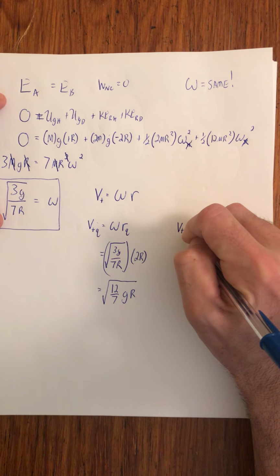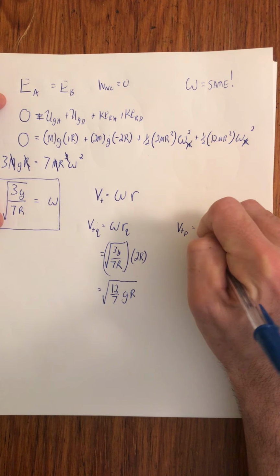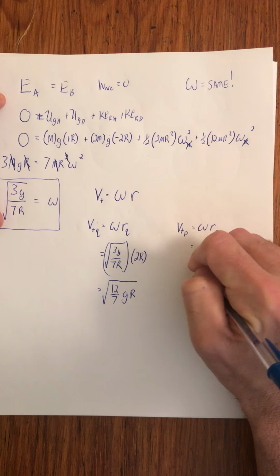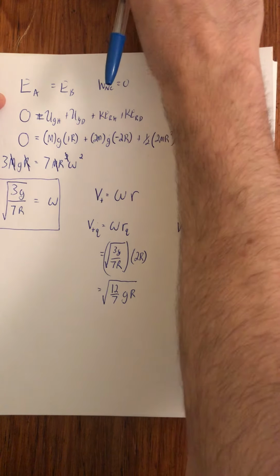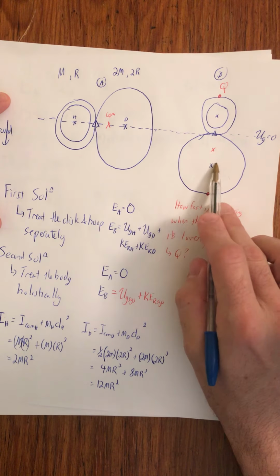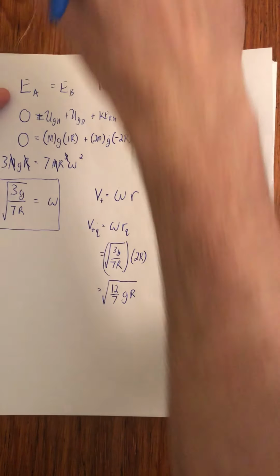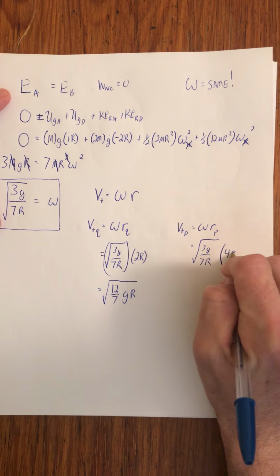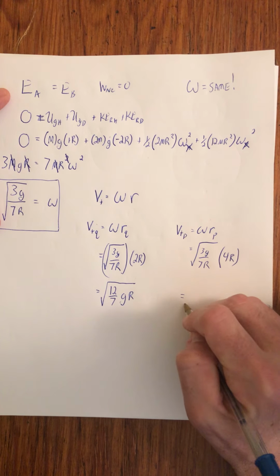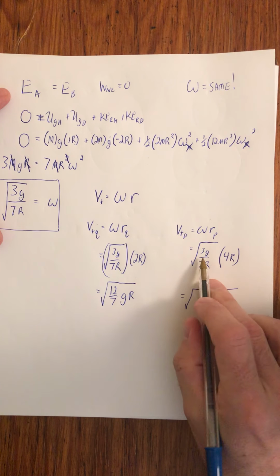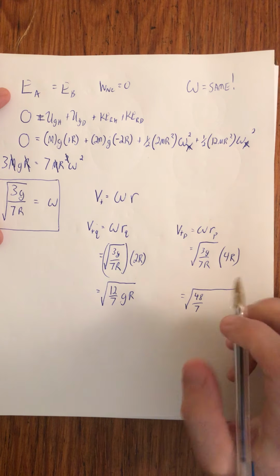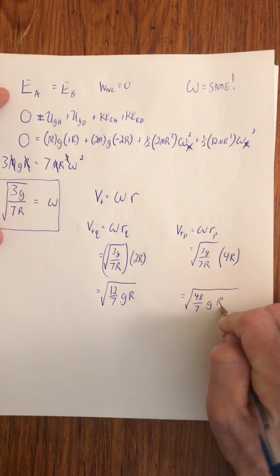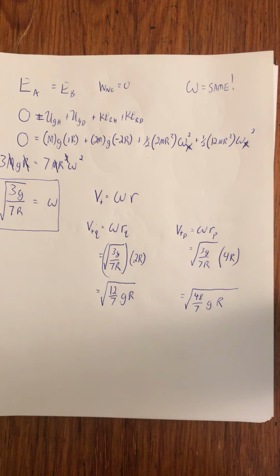So VTP then is omega rp, and so that's the square root of 3g over 7r times, and well, where is point P? Well, that's 2r and 2r, so that's 4r downwards from where I care about. Boom, let's pull that inside the radical to make that look a little bit neater as well. That becomes 16 inside the radical, the square root of 48 sevenths gr. And there we go. Those are our answers with that solution.